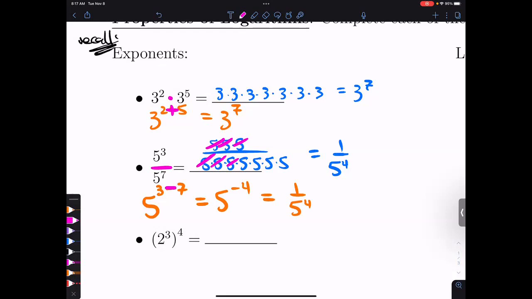So what about a power raised to a power? 2 to the 3rd to the 4th. Multiply, yeah. Multiply them because this power is shorthand for 4 copies of that multiplied together, right? And this power is shorthand for 3 copies. So you got 2 to the 3rd 4 times. Well, that's 3, 6, 9, 12. 2 to the 12th, right?